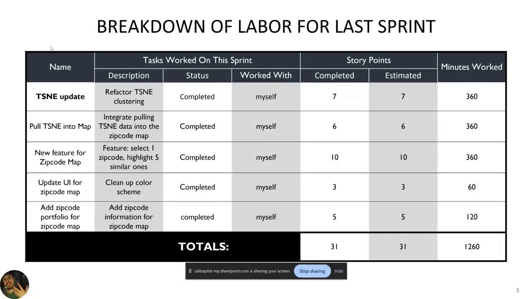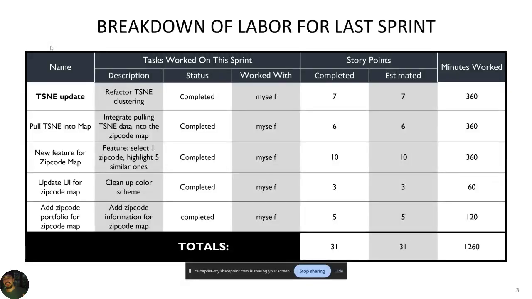So if I click on a zip code within the map, it'll give me just a geographical representation of what I should be seeing on the TSNE plots. And then pull TSNE data into the map. So when I click into a zip code, I'm pulling the TSNE data and highlighting the five or however many similar zip codes to that zip code on the map. So I'm integrating them both. That goes into the new feature for the zip code map.